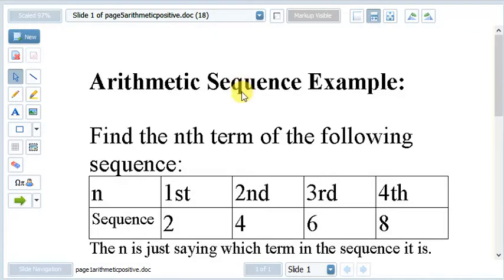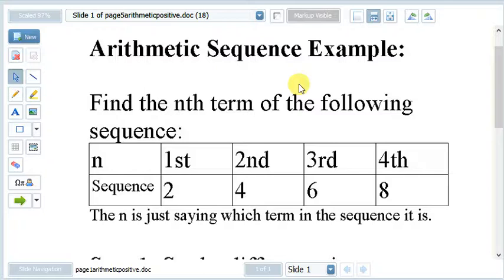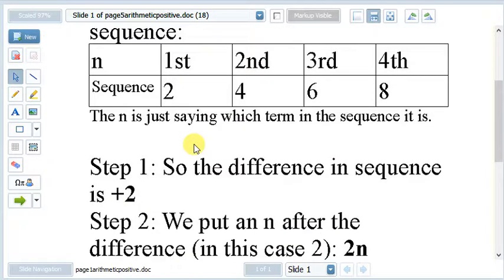Question 5. We're now going to start to have a look at how to generate the nth term. The nth term is basically so you can work out any term in the sequence, for instance the 1.5 millionth term in the sequence. So, find the nth term of the following sequence. n in this context means the first term, second term, fourth term, etc.